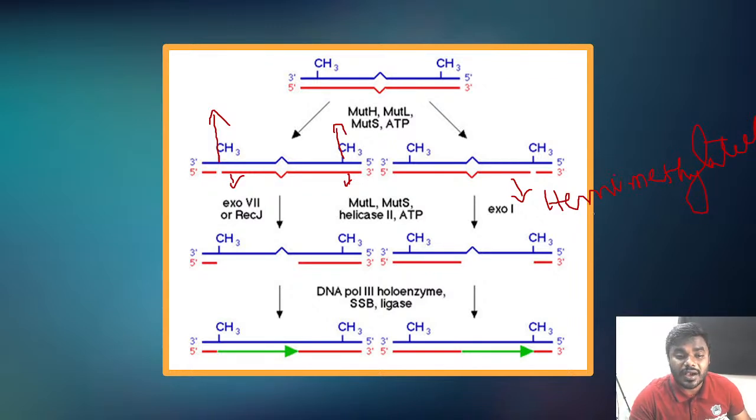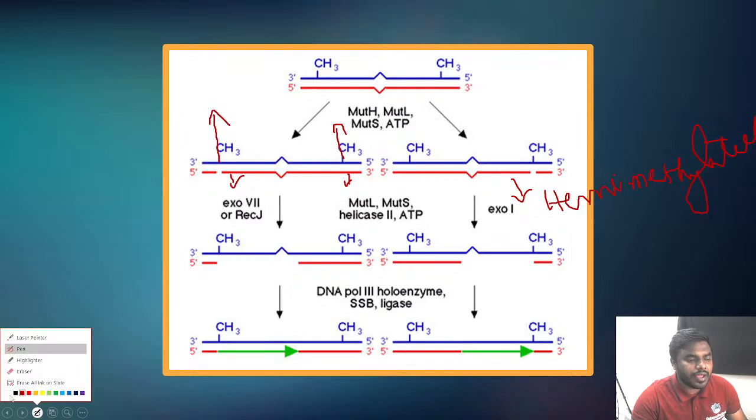What do you call this? Hemimethylated DNA. This hemimethylated DNA, after a certain time, is also converted into methylated DNA. Now you can ask me, sir, you said that hemimethylated DNA is converted into methylated DNA after some time, how does that happen? With the help of a powerful enzyme.